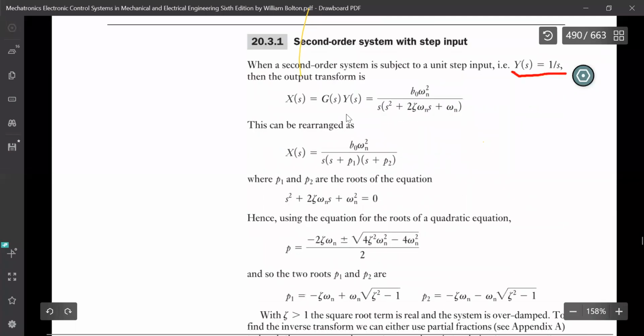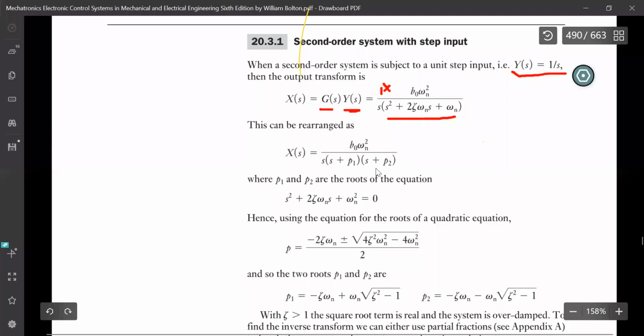So then the output transform will be what? The gain into the step input. So you just multiply the previous gain with the 1 by s. This is what you get. This can be rearranged again with some modifications. This can be s plus p1, because this is a quadratic equation.